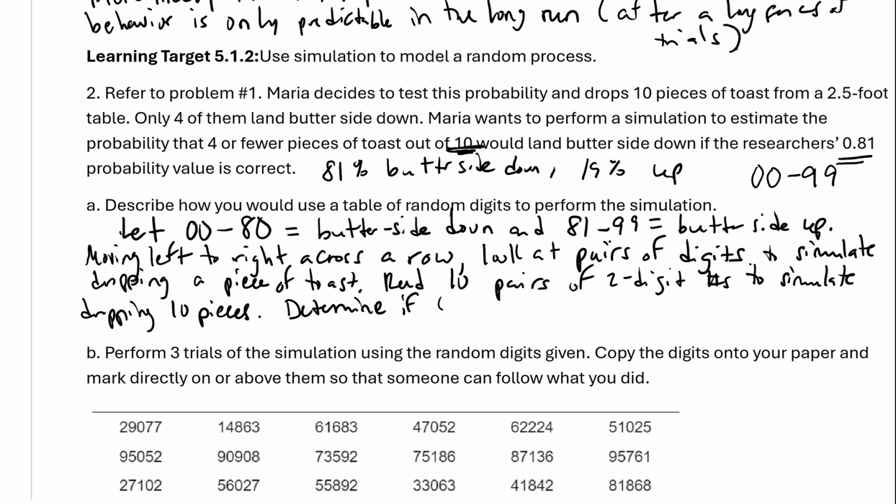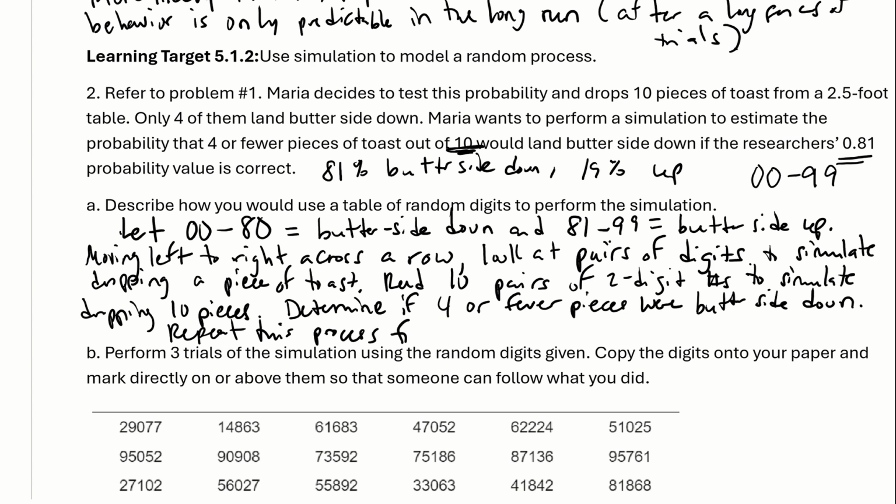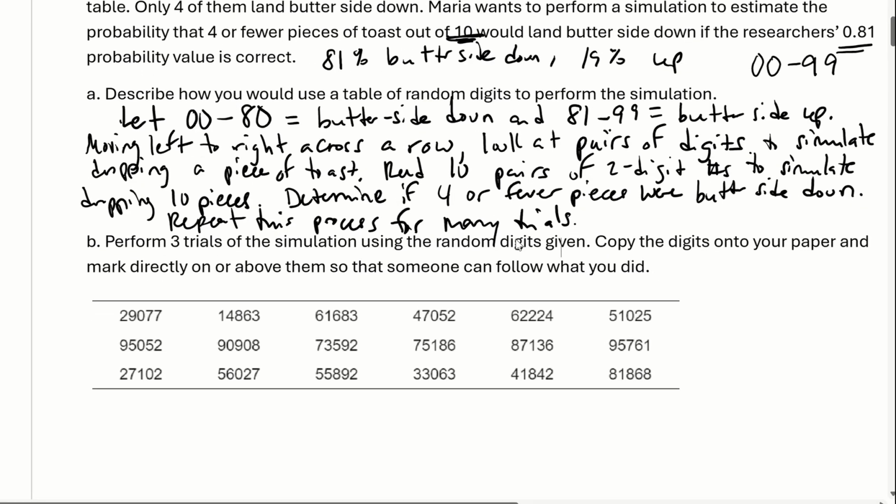And we want to determine how many trials have 4 or fewer pieces of toast that were butter side down. Determine if 4 or fewer pieces were butter side down. And then repeat this many times. Repeat this process for many trials. Okay, and that's essentially what we want to do with Maria's little experiment.